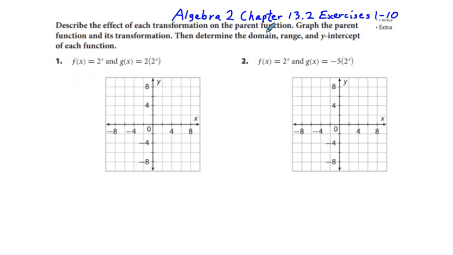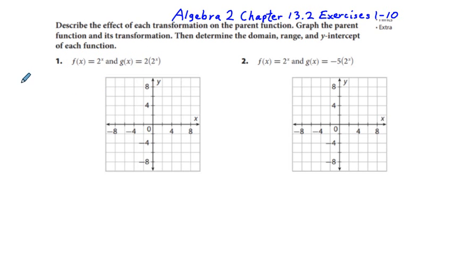Describe the effect of each transformation on the parent function, graph the parent function and its transformation, then determine the domain, range, and y-intercept of each function. We have the function f of x equals 2 to the power of x, and its transformation g of x equals 2 times 2 to the power of 2x.